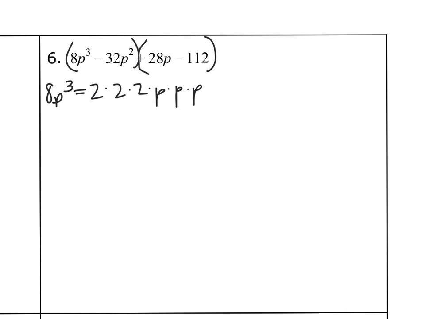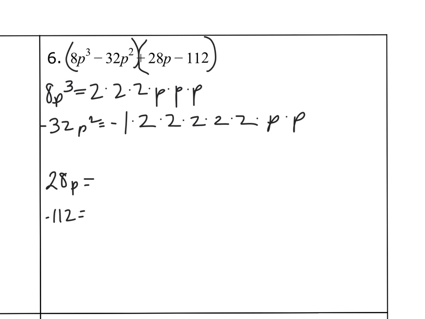All right, negative 32p squared. We're going to start out with negative 1. And if we divide 32 by 2, what do we get? 2 times 2 times 8. But then what's 8? 2 times 2 times 2, right? So we want the prime factorization, right? Times p times p.